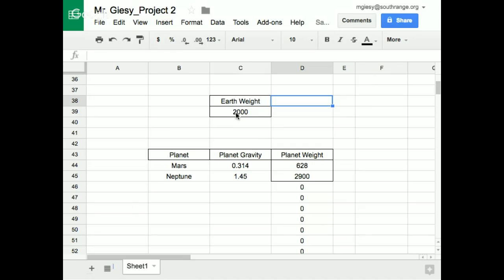There we go. Now, if I put 2 tons, it calculates both at the same time. It weighs 628 on Mars and 2,900 on Neptune. So let's write a different number so you could see it change. Watch both these numbers. So let's put 300. Enter. It calculates them at the exact same time. So now all you have to do is put the Earth's weight on once.